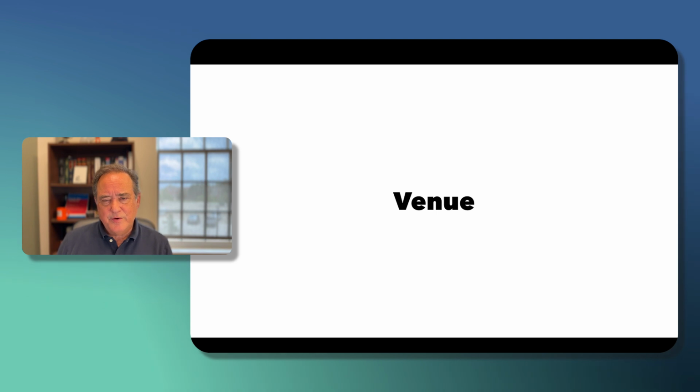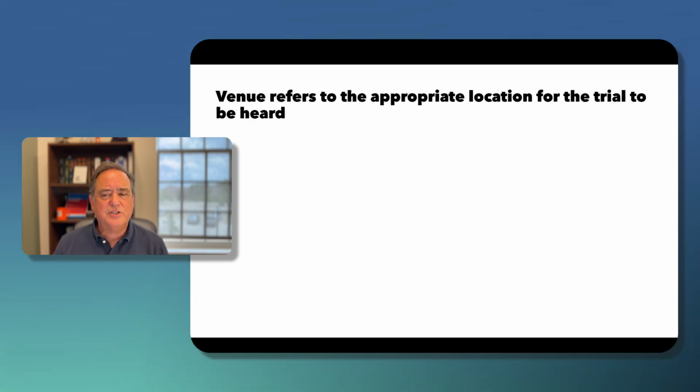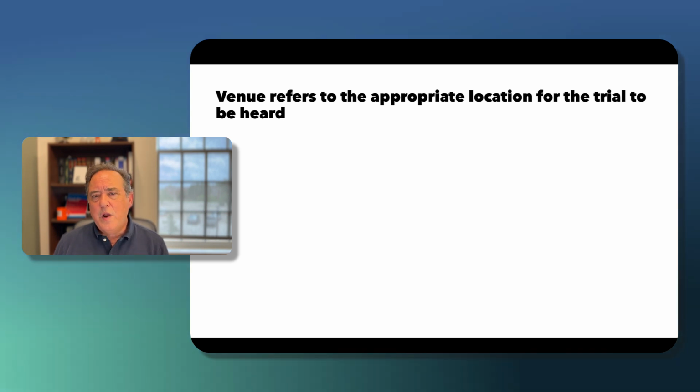Venue. Now, venue is something that we hear about, and oftentimes venue and jurisdiction are confused. But when it comes to jurisdiction, remember, jurisdiction refers to the power to hear a case. Does a court have the power to hear that particular case? Venue, however, is based on the notion of geography. Which is the appropriate location for the trial to be heard?